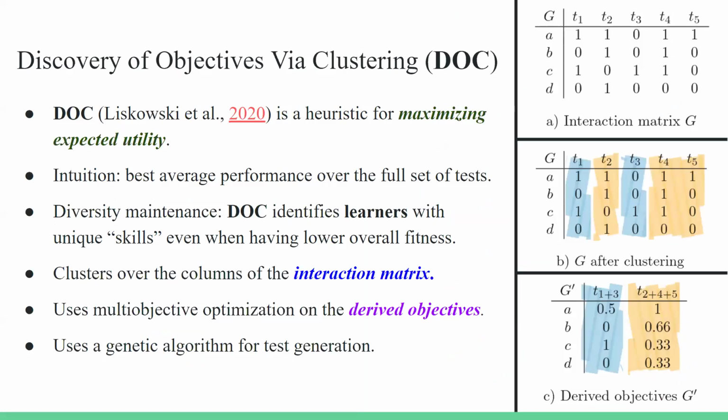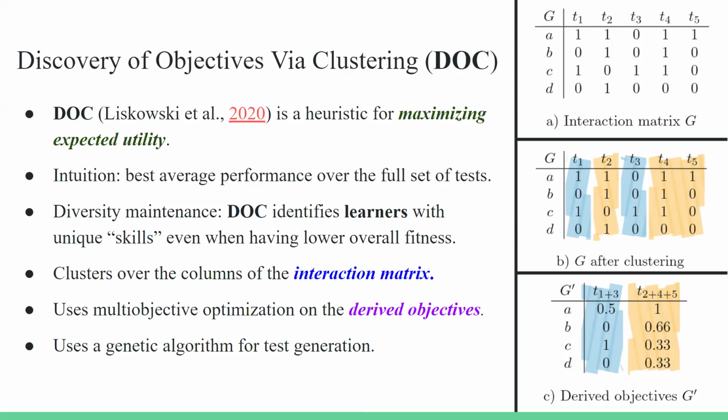There have been recent attempts at developing heuristics for addressing these problems. One is the discovery of objectives via clustering algorithm. This is intended to maximize expected utility, which can be understood as average performance over that entire set of tests. Now, this clustering approach is a method of diversity maintenance and learner selection. The intuition is that we identify unique skills among the learners, even if they don't have the highest fitness.